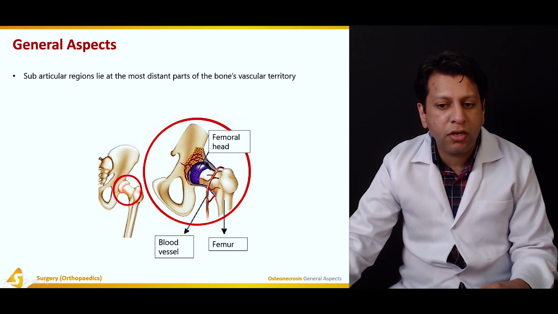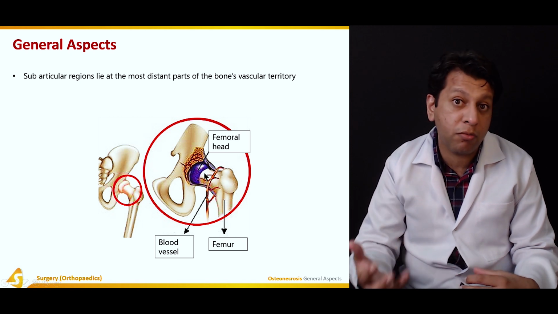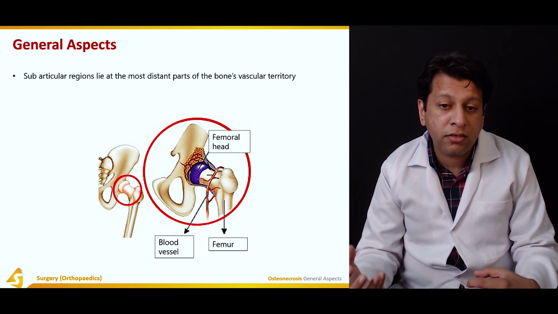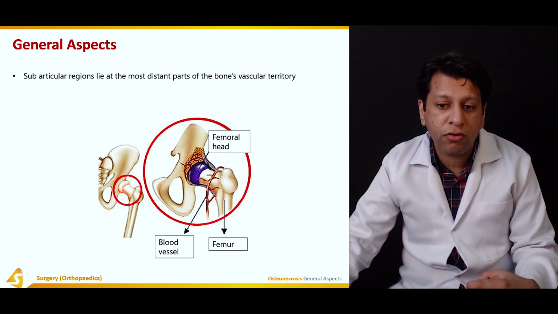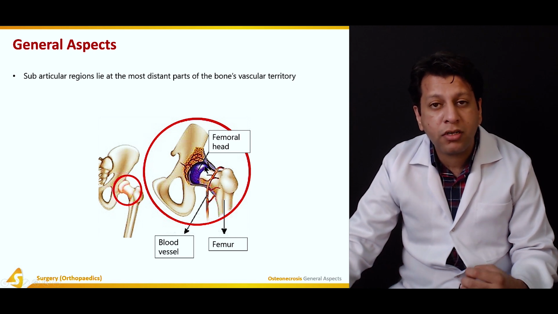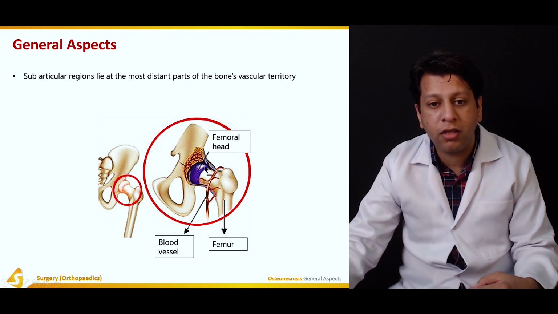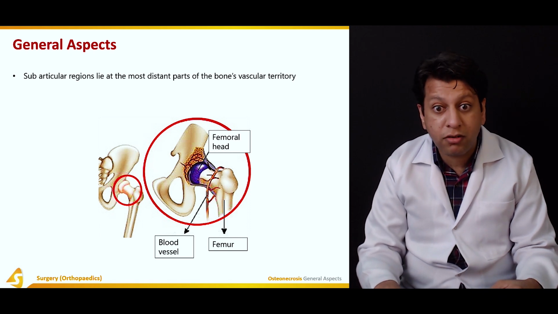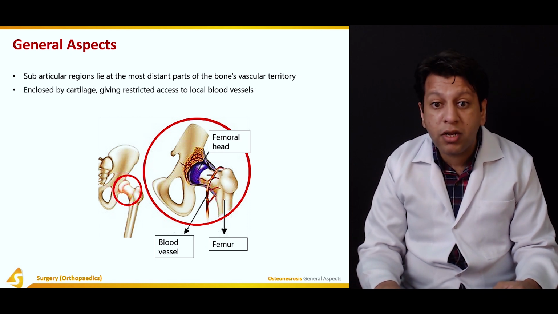But this superior lateral part, which is actually the farthest from the blood supply in the case of the femoral neck, is why, if anything goes wrong with this blood supply or it gets cut off, the first area to get affected would probably be this area, which is at the far end of the blood supply, especially the subarticular regions, enclosed by cartilage and giving restricted access to local blood vessels.